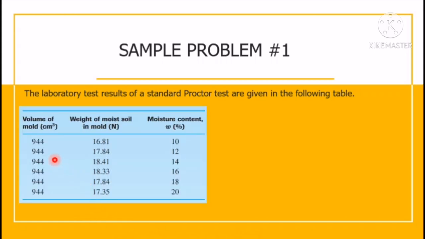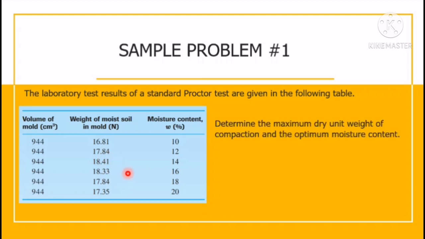So, the volume of the mold is 944 cubic centimeters, and the weight of moist soil in the mold is 16.81, 17.84, 18.41, 18.33, 17.84, and 17.35. So, yan, 10, 12, 14, 16, 18, 20 moisture content niya. So, if we look at this one, ito, tumaas siya, diba? Tumaas, tas bumaba na dito. So, kapag nakadalawa na kayo or tatlo na nag-decrease, saka pa lang tayo titigil.